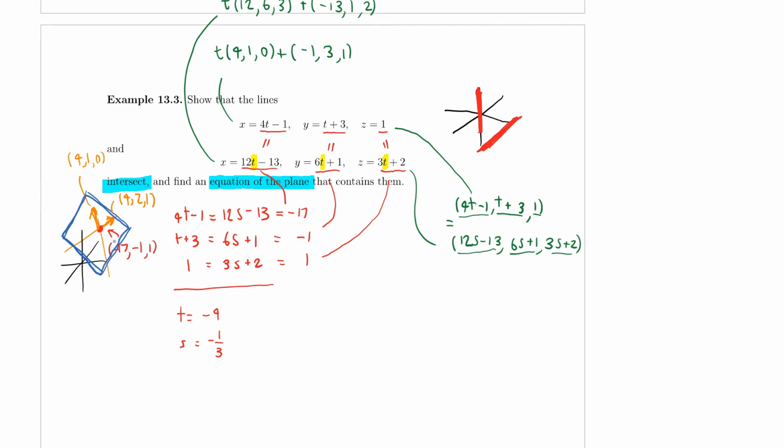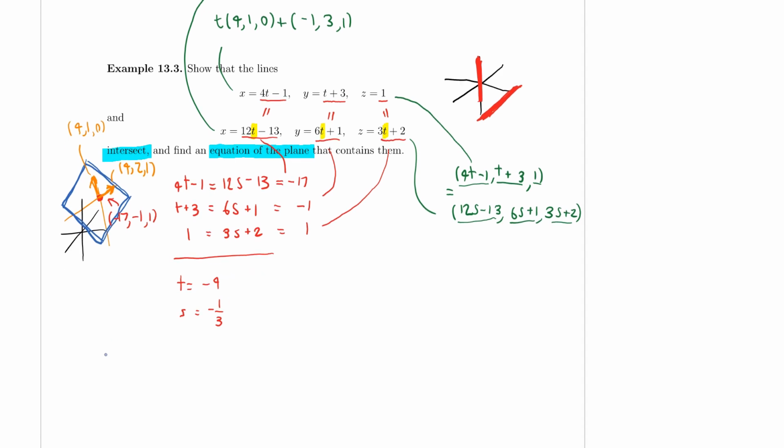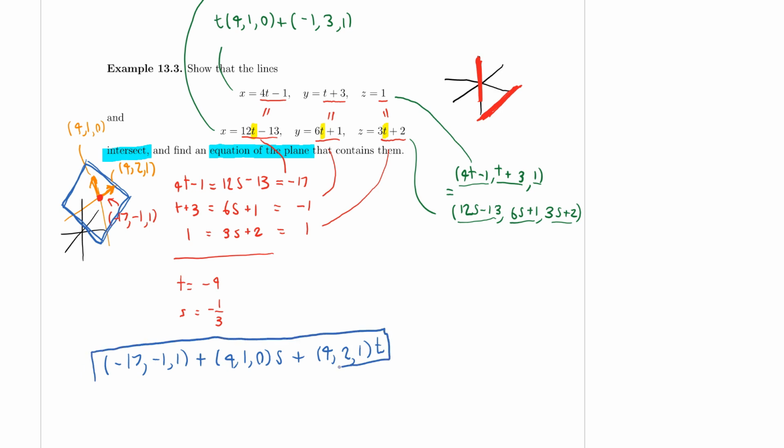So I now have a parametric equation of the plane that the question wants. It's going to be this point, which is (-17, -1, 1), plus the first vector (4, 1, 0) times something, plus the second vector (4, 2, 1) times something. So this is my equation of the plane in vector-valued parametric form. Now let me find this in the regular equation form.